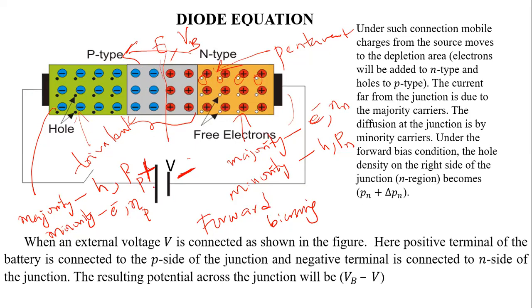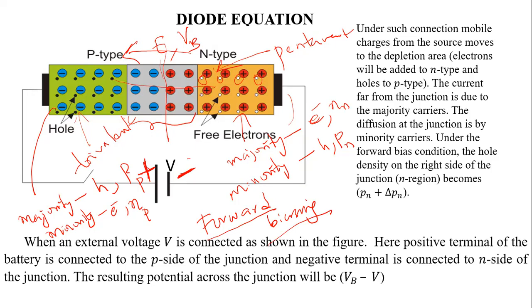Similarly, when you connect the positive terminal of the battery to the p side, this positive terminal will give energy to the holes. So holes also can diffuse towards the n side, thereby resulting in transfer of charge, and that transfer of charge results in electrical current. So under this connection, which we call forward biasing, we can have current across the PN junction.